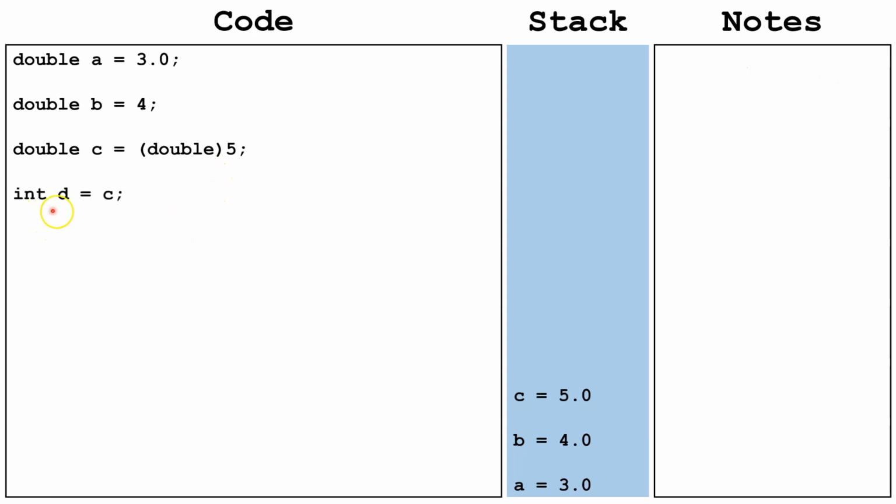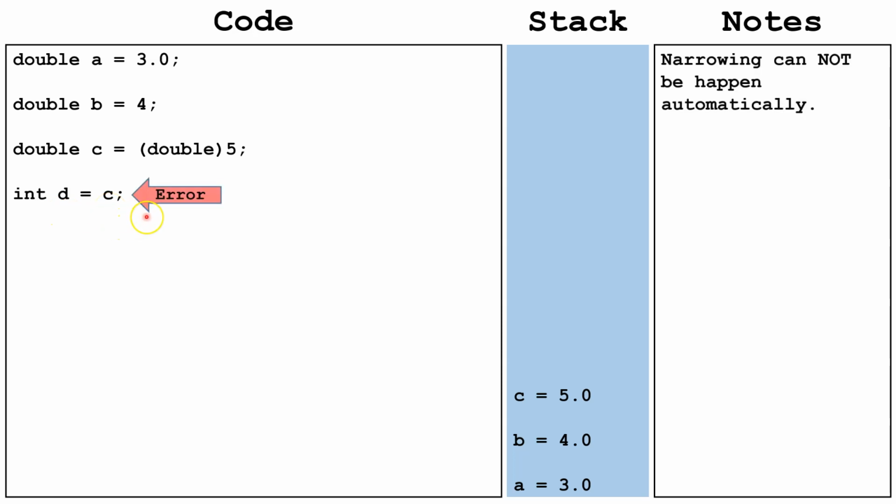Here, we're declaring a variable d and setting it equal to c. This will cause an error when we compile because c needs to be narrowed to fit into an int value. Narrowing must be done manually. For example, if we said int d equals and we manually cast it as an int c, this would work. Then we would narrow the value 5.0 into the int value 5.